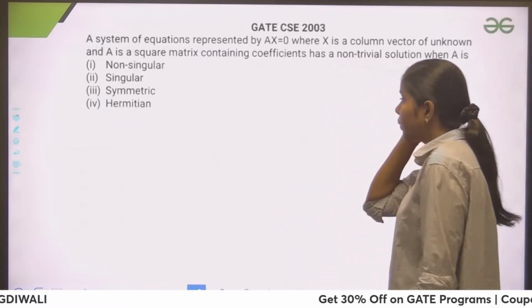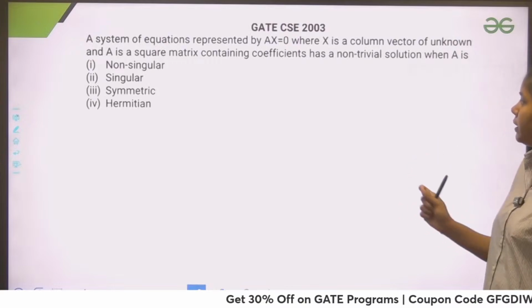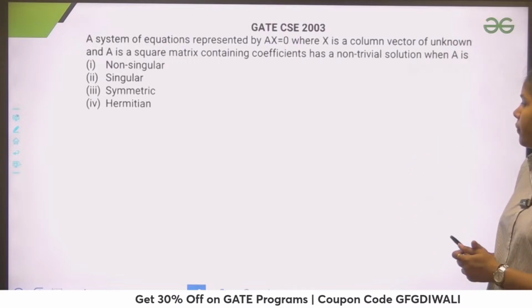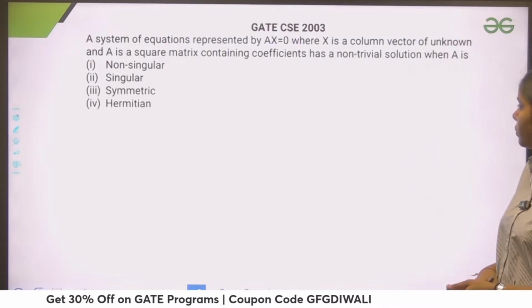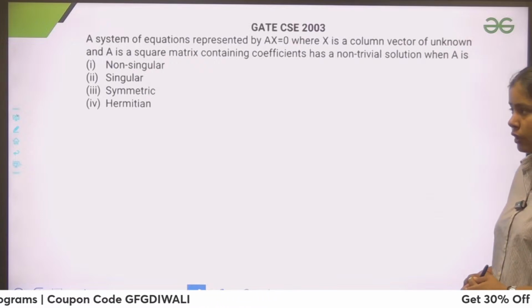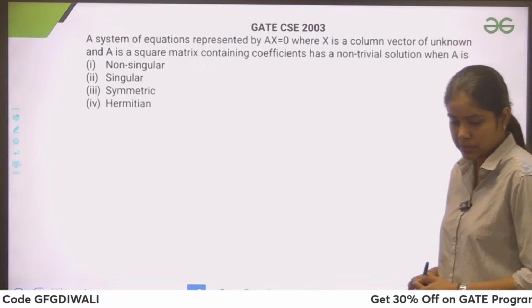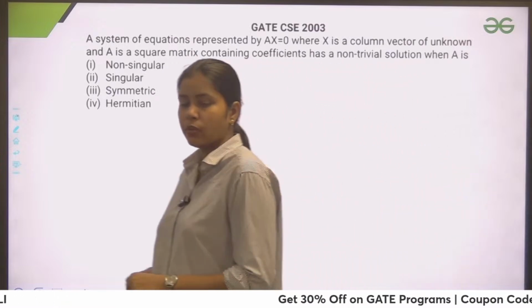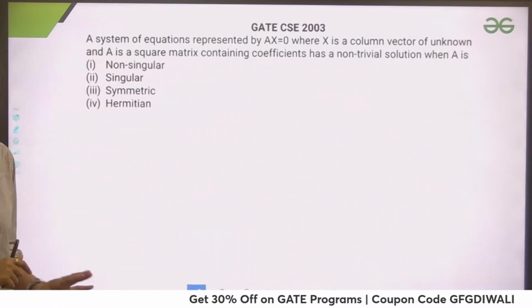Guys, this is another question. A system of equations represented by Ax equals 0, where x is a column vector of unknowns, A is a square matrix containing coefficients, has a non-trivial solution. Then when A is... So just let me know quickly. Simple question based on system of linear equations.